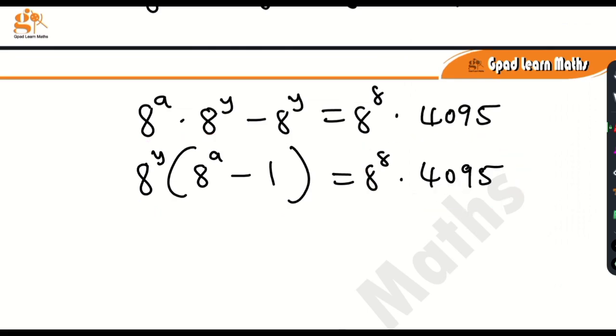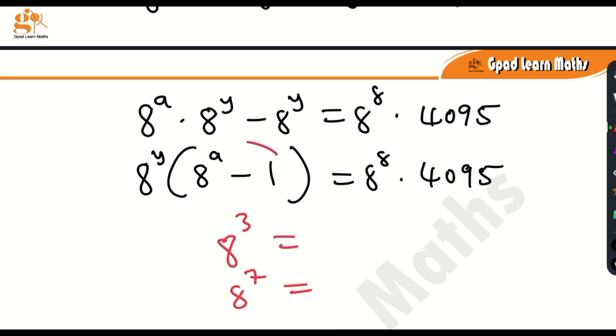It's time to compare them. Look at this. 8 raised to power any positive number will always return an even number. So even if a is 3, it will return an even number. Even if you say a is 7, it will always return an even number. Now, what does this tell us?